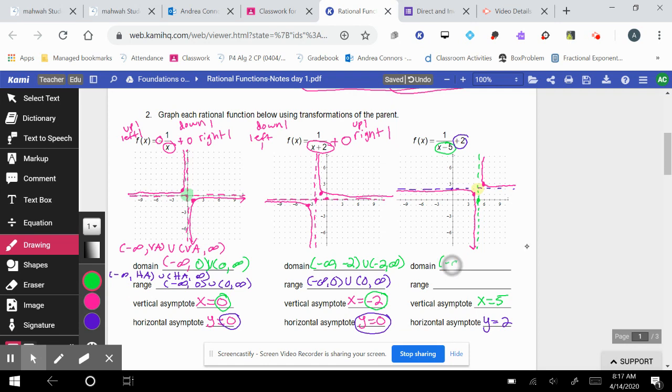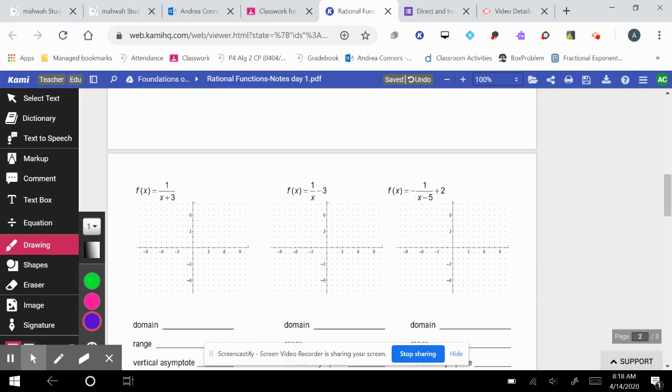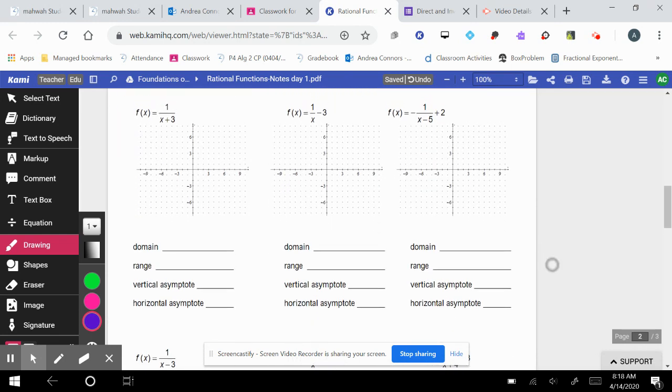And again, your domain is -infinity to 5 or 5 to infinity and -infinity to 2 or 2 to infinity. And again, it completely depends on your asymptotes for those two. So use that. When we go down, I'm just going to do one more with you guys. I'll make sure to upload the answer key so you have all of them. But I do want to do this one.